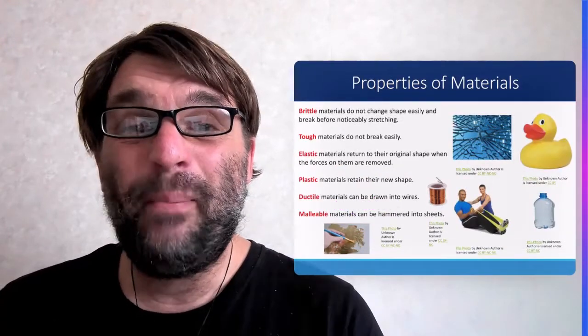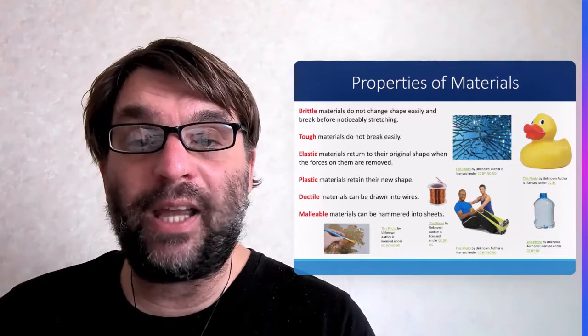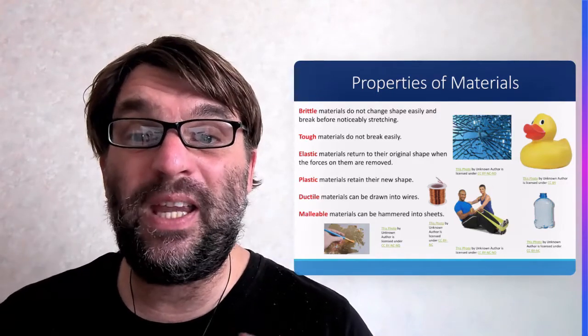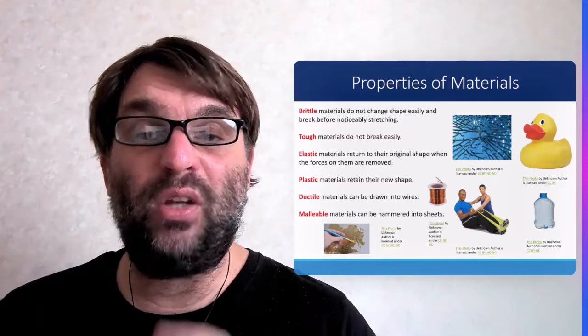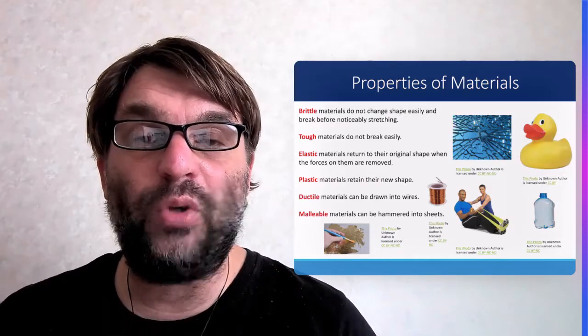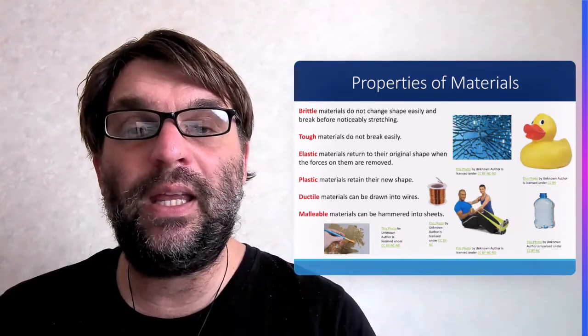Okay, so there's 6 major properties that materials have. They can be brittle, like glass, which means they don't change shape easily, they just break. They can be tough, like the rubber ducky. You can kind of manipulate with forces the shape of a rubber ducky and it'll be fine, won't break easily.